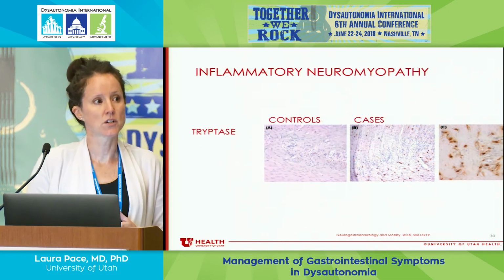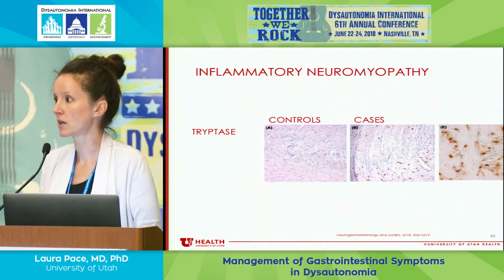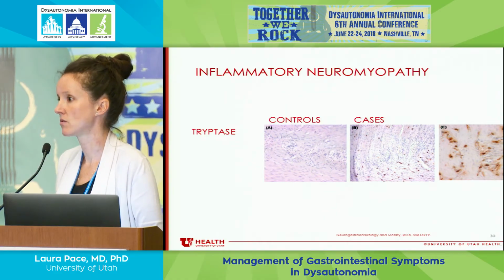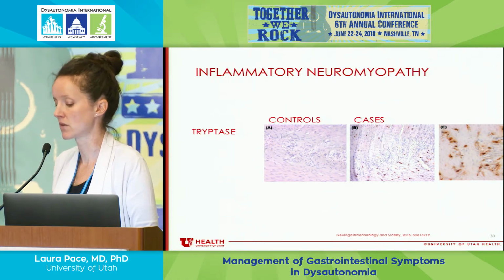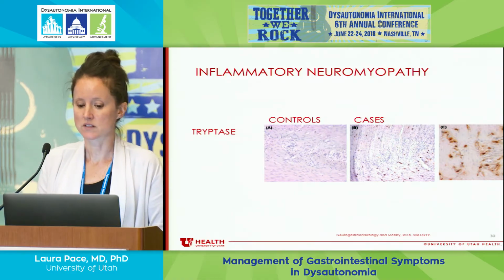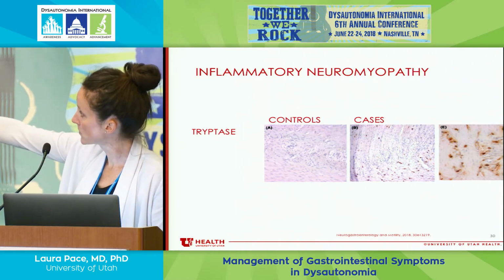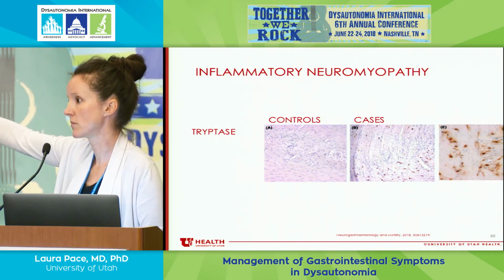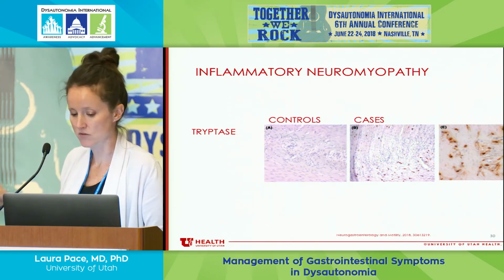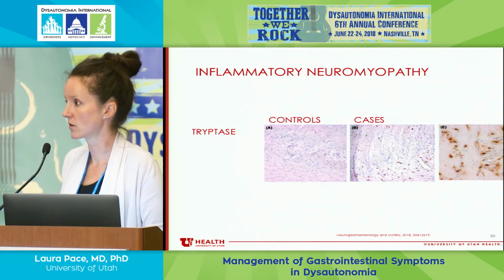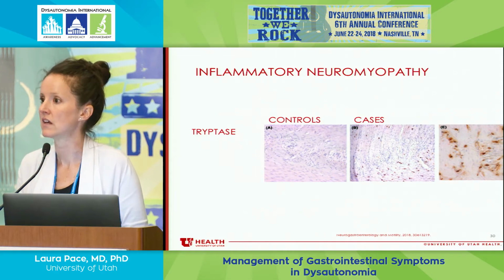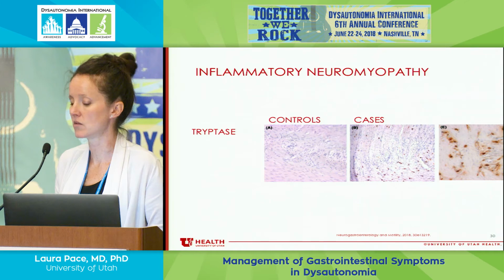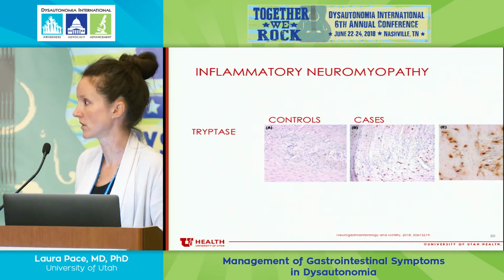This one I thought was particularly interesting. This is an inflammatory neuromyopathy. So you have an injury to both the nerves and the muscle. And what they found is that in this particular case, they actually stained for tryptase. So they were staining for mast cells. And what they could see, if you look at all the little brown dots that are present in the cases and not the controls, is there's a dense mast cell infiltration within the muscle and nerve layers.